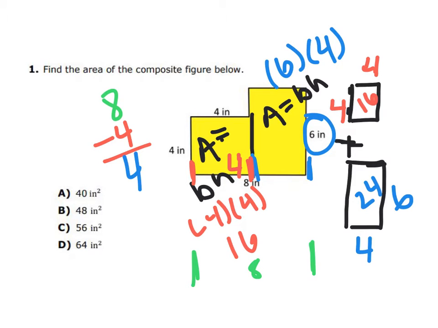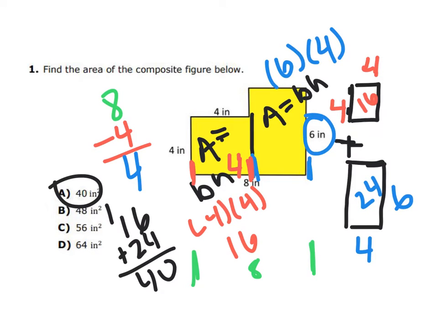Now we go back to the original question: how do we find the area of the whole shape? Well, since there's no shaded region, we add the 2 numbers together, so I'm looking at 16 plus 24 for a grand total of 40, which is answer choice A.